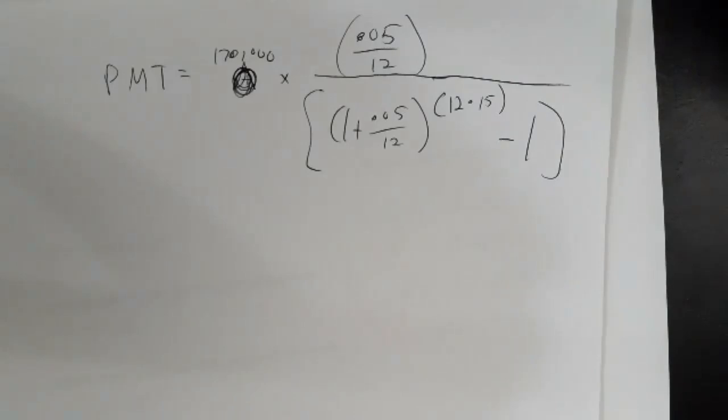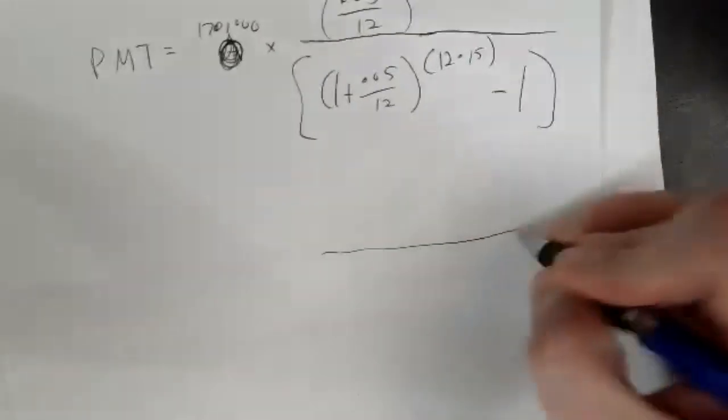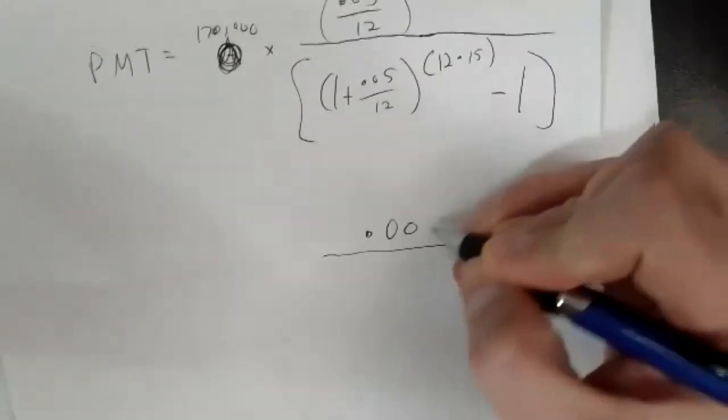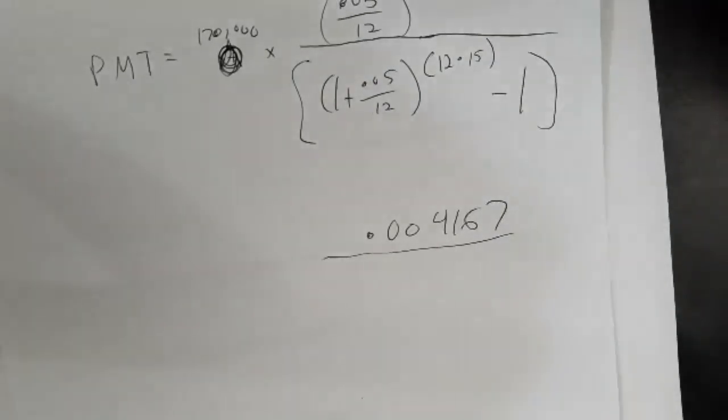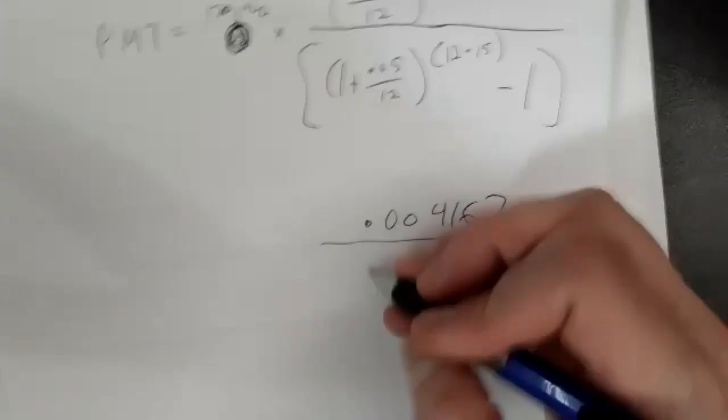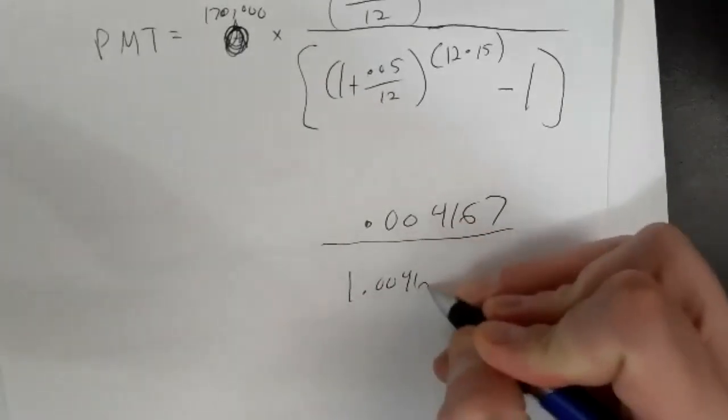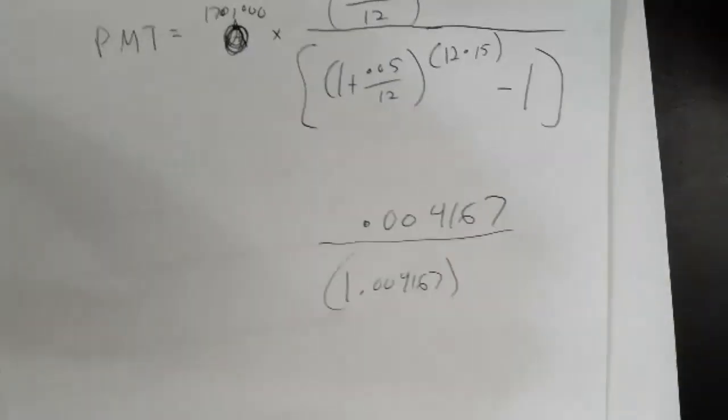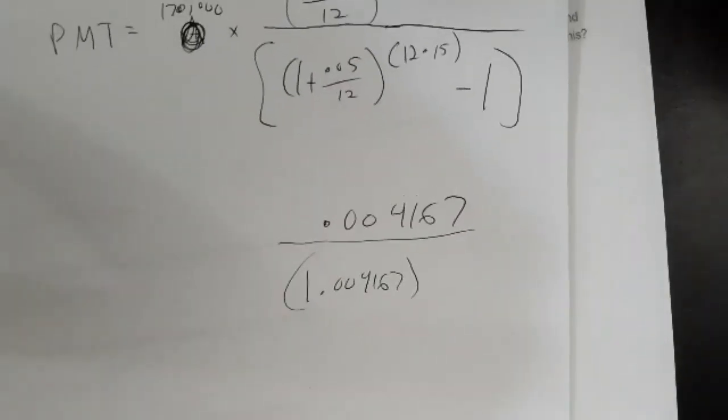0.05 over 12 is 0.00467, somewhere in that ballpark. If you add the 1, then here it's 1.004167, right? Okay, that's where I'm at. And then 12 times 15.